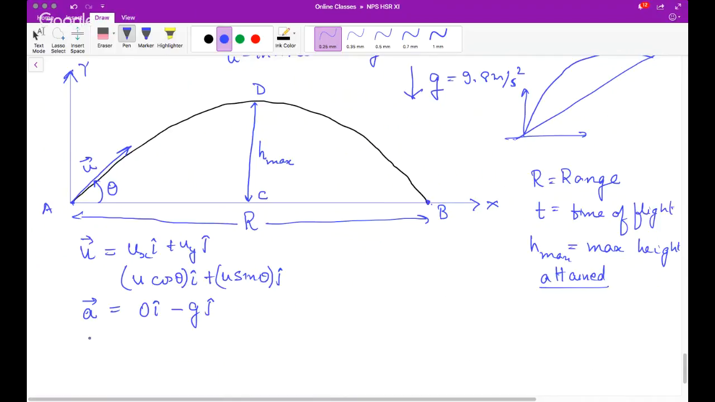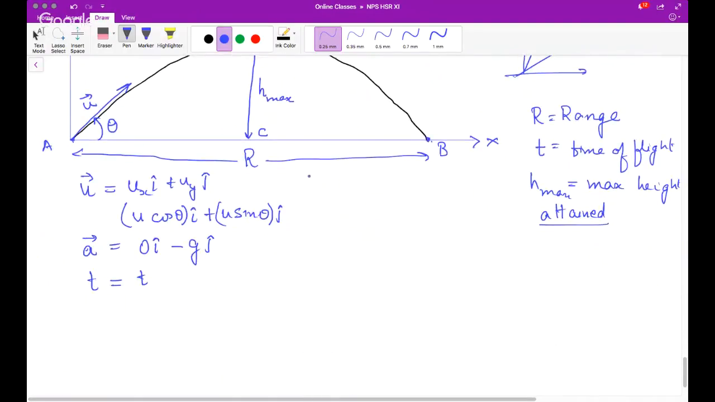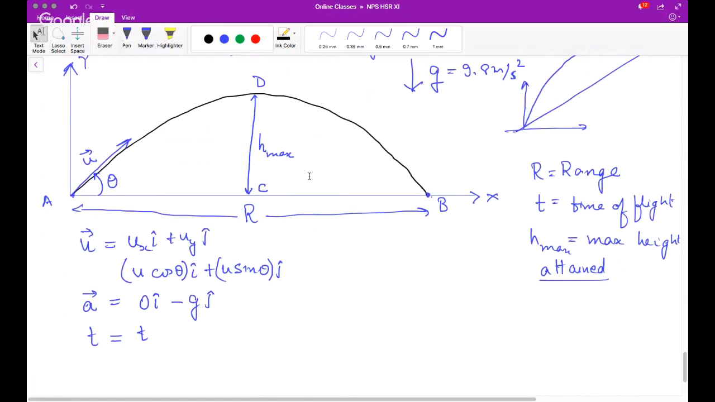Do we have components for t? No, because t is a scalar quantity. So t is the total time taken from a to b. Now, what is v? V is the final velocity. Final velocity depends on which time interval you are talking about.